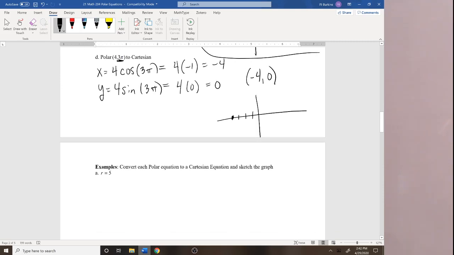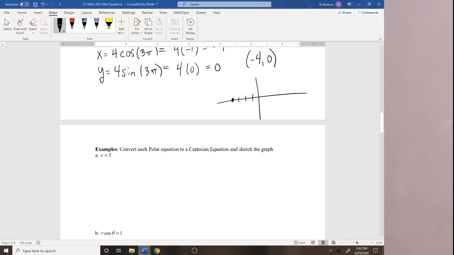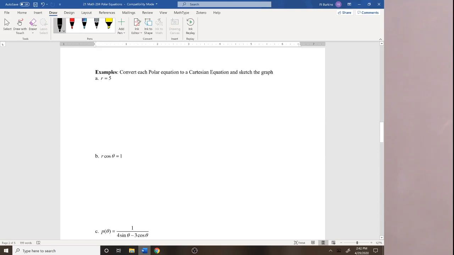So we've plotted polar coordinates, we've then converted Cartesian and polar coordinates into one another. The next thing that we would like to do is convert a polar equation to a Cartesian equation. And those require those same relationships from above. Everyone okay for me to go ahead and start this part?